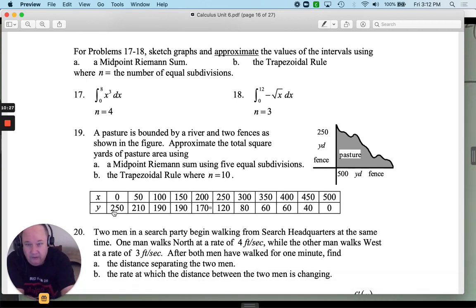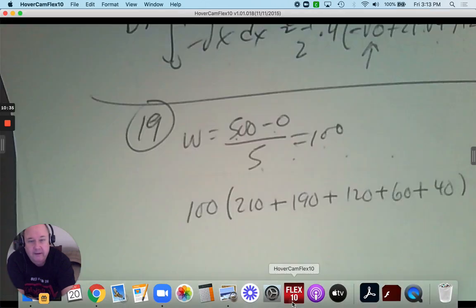So the first interval goes from 0 to 100. The middle value I use for the height. So I keep using the middle value all the way across for the height. This is what it looks like.